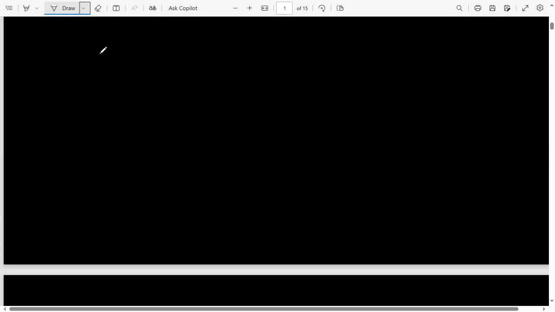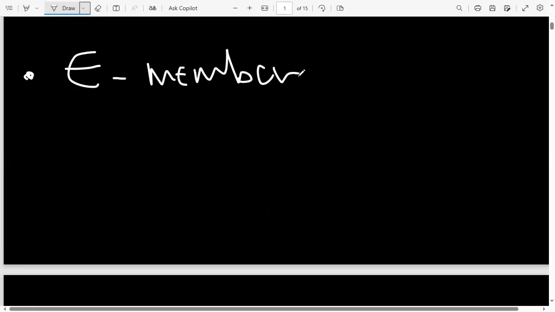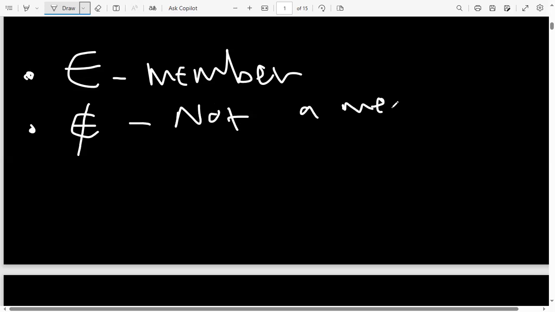The first one is this symbol here. What does this mean in set theory? This just means member of. And what if I have this same symbol but with a line through it? This cross here means not a member of a given or specific set.